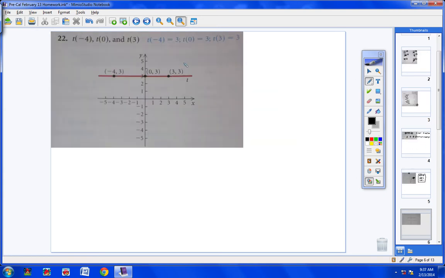All right, number 22, same thing. I'm not going to write these out for you. They're written right here for you. T of negative 4 is 3. T of 0 is 3. T of 3 is 3. Okay, we're going to talk about each one.